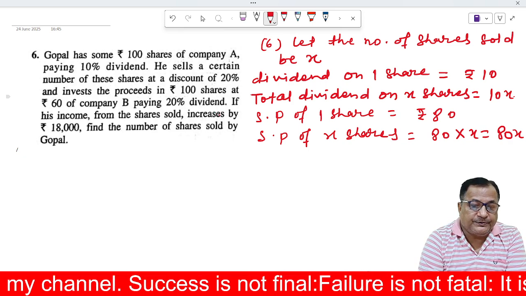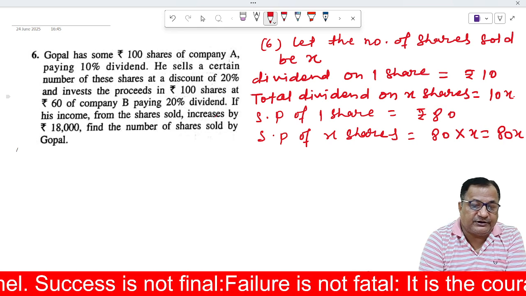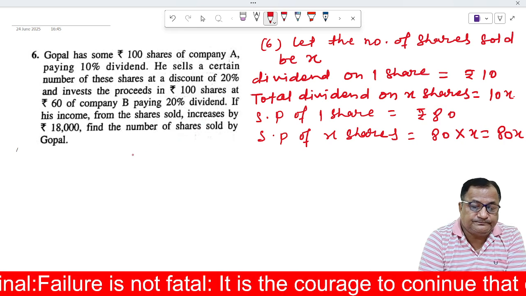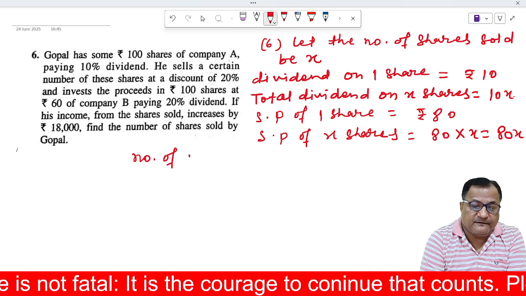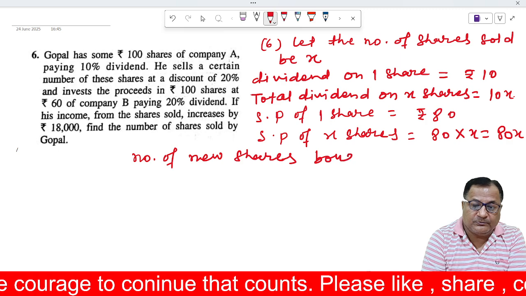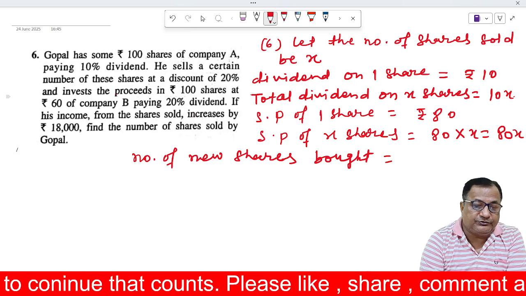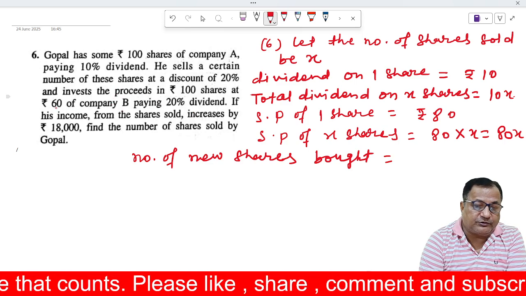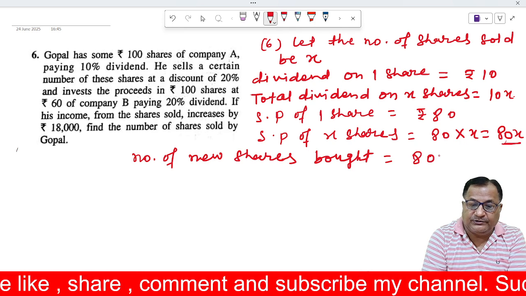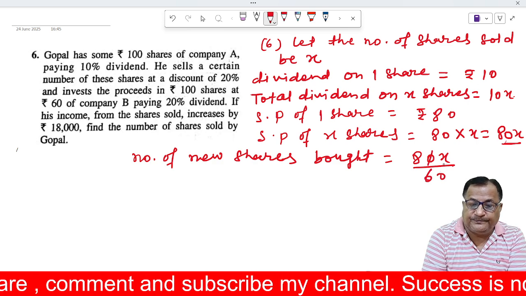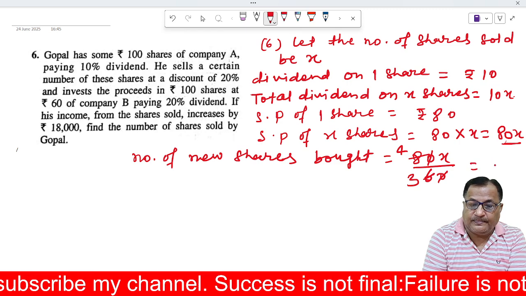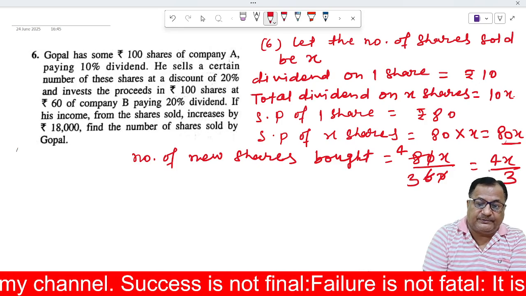Now he invests the proceeds in rupees 100 shares at rupees 60. Now the number of new shares is equal to, because the cost price of 1 share is rupees 60 and the total investment is 80x, so 80x divided by 60, which is 4x by 3. This is the number of shares.